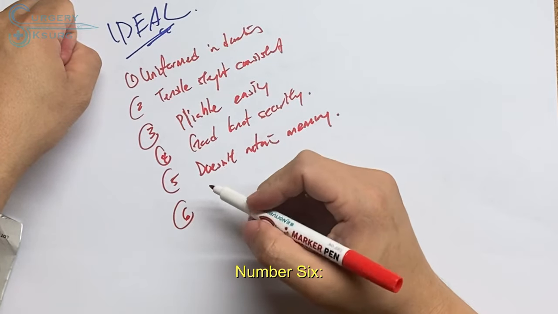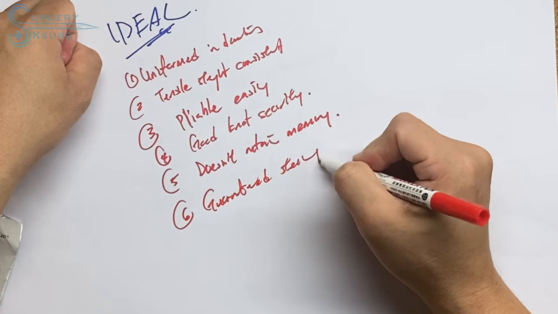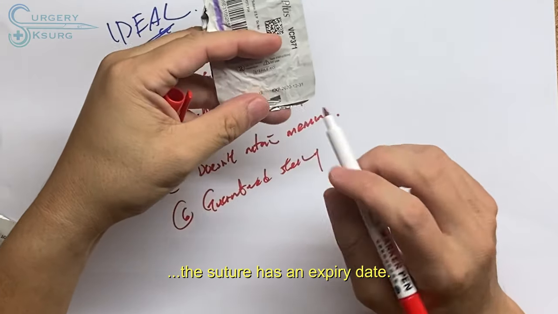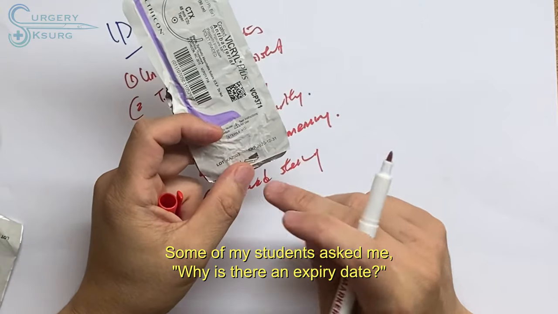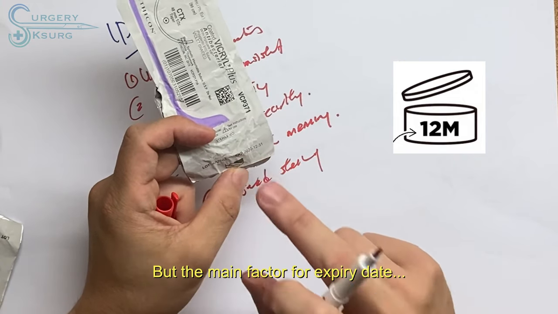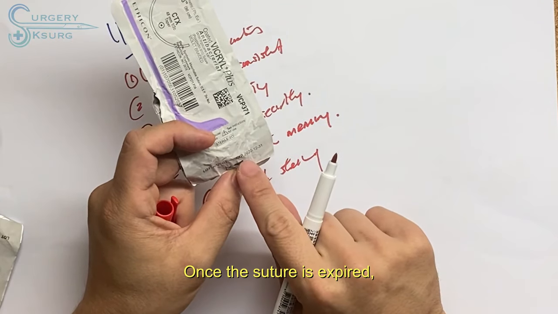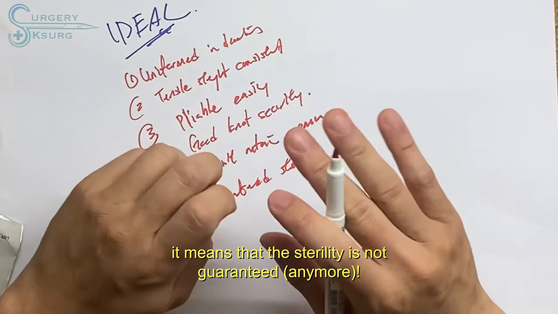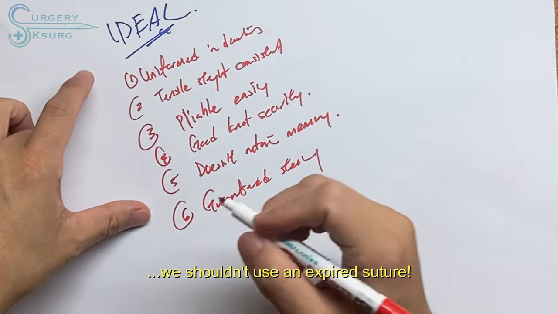Alright, and number six, what we want is actually a guaranteed sterility. From the last episode, we know that the suture has an expiry date. Some of my students ask me, why is there an expiry date? There are a lot of factors, but the main factor for this expiry date is the sterility. Once the suture is expired, the sterility is not guaranteed. That is another reason why you shouldn't use an expired suture.